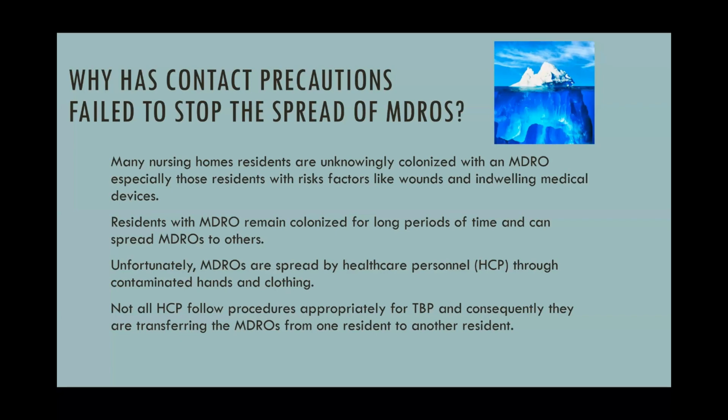Why has contact precautions failed to stop the spread? Many nursing home residents are unknowingly colonized with an MDRO, especially those residents with risk factors like wounds and indwelling medical devices. Residents with MDROs remain colonized for long periods of time and can spread the MDROs to others. Unfortunately, MDROs are spread by healthcare personnel through contaminated hands and clothing. Not all healthcare personnel follow procedures appropriately for transmission-based precautions, and consequently, they are transferring the MDROs from one resident to another resident.